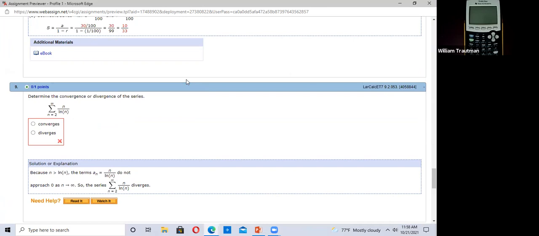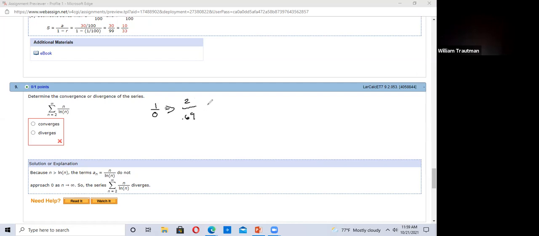Determine the convergence or divergence of the series. They already show you. If you just put the natural log of 1 on your calculator, the natural log of 1 equals 0. Try the natural log of 2. If n is 2, the next number, you get 0.69. Then try the natural log of 3. The natural log of 3 is 1.09. If you look, they show you that n is larger than the natural log. The top is larger than the bottom.